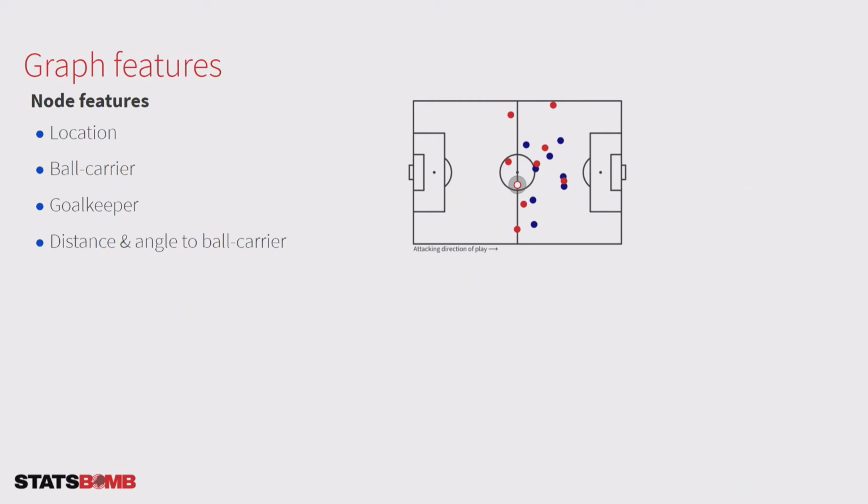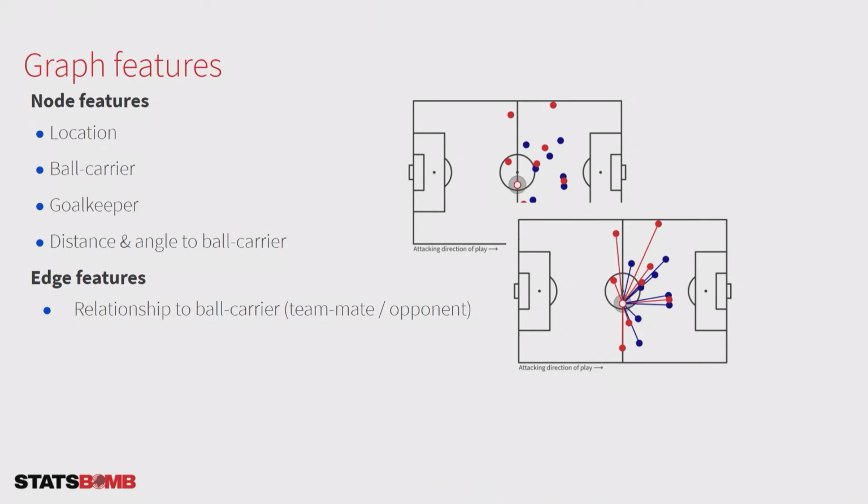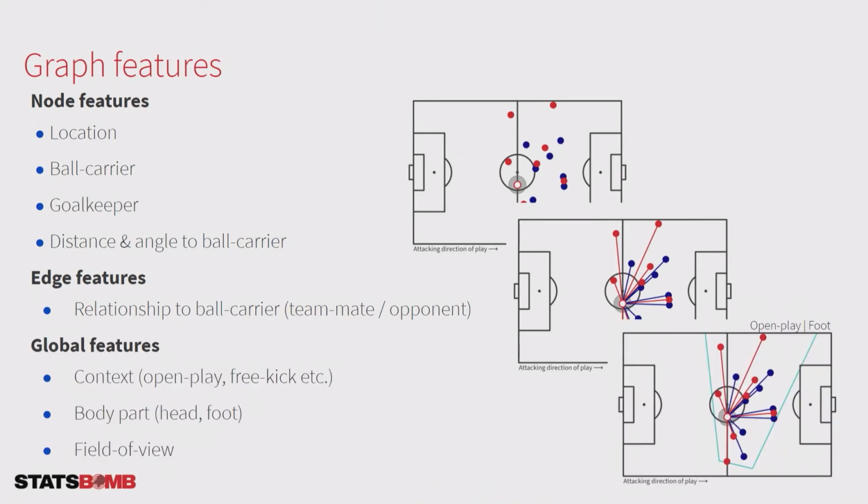So in terms of the actual features going into the graph neural network, on the nodes, we encode the location of the players on the pitch, who the ball carrier is, the goalkeeper if they're present, and also the distance and angle to the ball carrier. On the edges, we represent the relationship to the ball carrier, whether they're the teammate or the opponent. And these exist outside of the graph structure, but these are global features, so they represent the context, so again, open play, free kick, the body part, and also, crucially, the field of view. And it's important to include that information in the model.